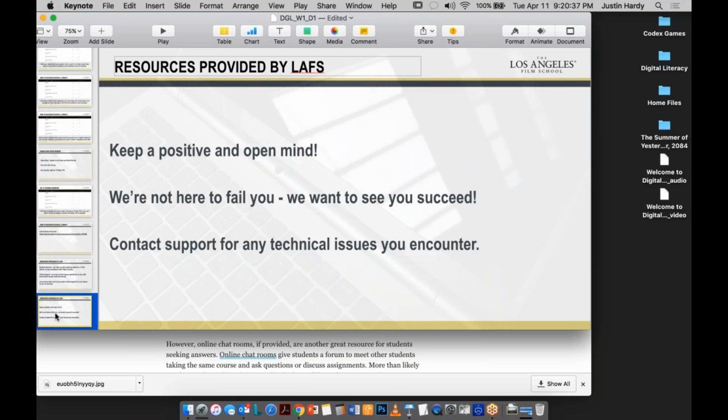Another thing, just keep a positive and open mind. We do want you to have fun with this content. We're not looking to be super serious about the material we cover in this class. We do want to have an open dialogue. We want you guys to communicate, stay positive, and constructive with your feedback and your discussions with your classmates.